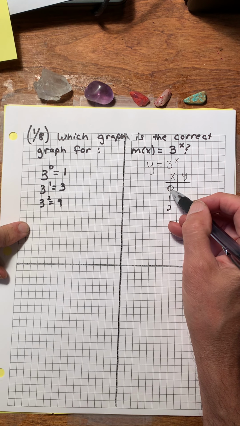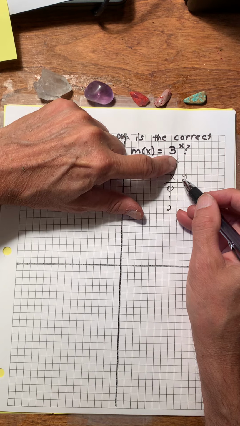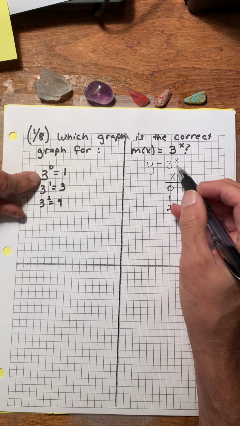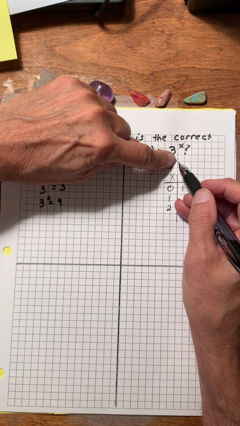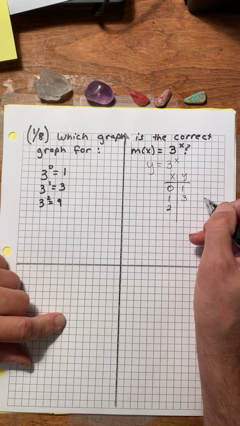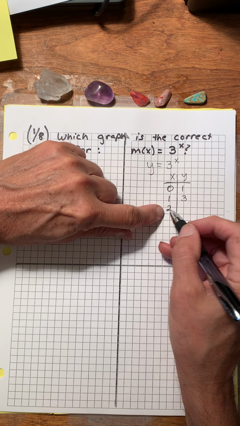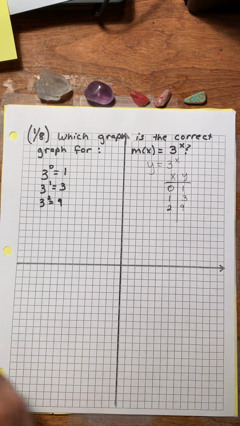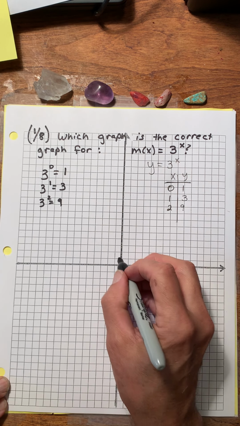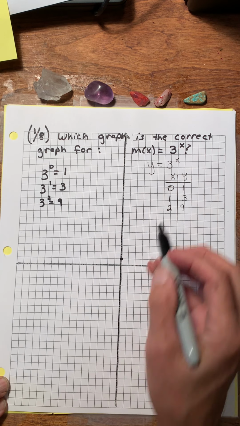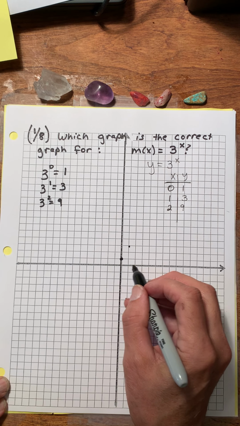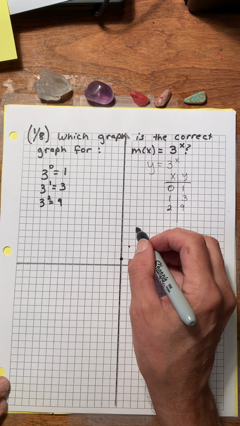Well, if x is 0, then y is 3 to the 0 power, which is 1. If x is 1, y is 3 to the first power, which is 3. If x is 2, y is 3 to the second power, which is 9. So let's look and see what this guy looks like. First of all, at 0, I get 1. At 1, I get 1, 2, 3. At 2, I get 9. 3, 4, 5, 6, 7.